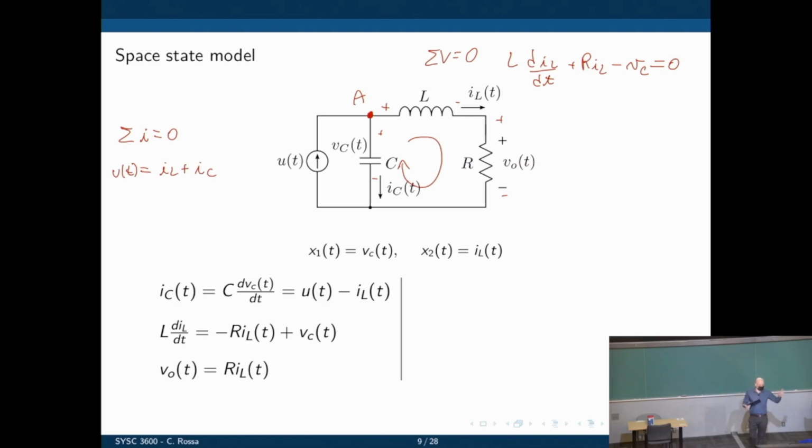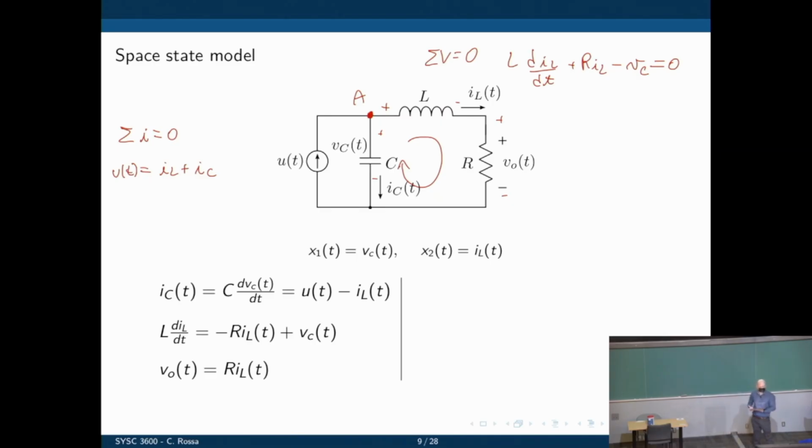We have three elements there. The first one is the input. We need that. The second one is IL. That's a state, so that's good. We can leave it as it is. The third element is IC, and IC is not a state, so we have to get rid of it. We can only write our equations as functions of states. IC is not one of them.